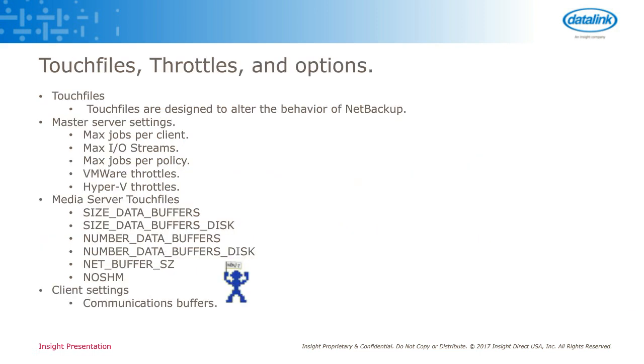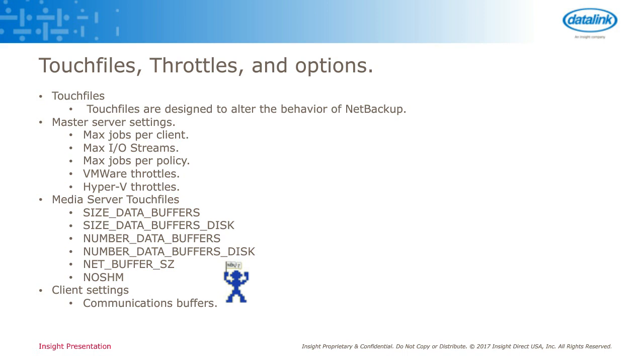So let's start off with the touch files. NetBackup behavior can be altered by touch files, and these are typically either files that have no data in them, the name just exists, or there are values within the file that are read in that adjust how NetBackup moves data.